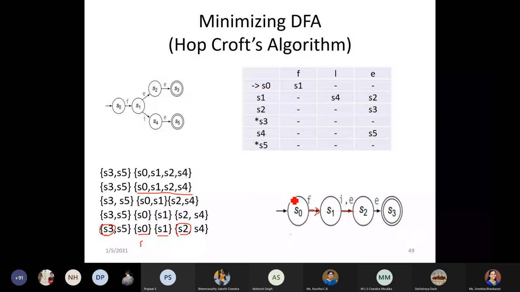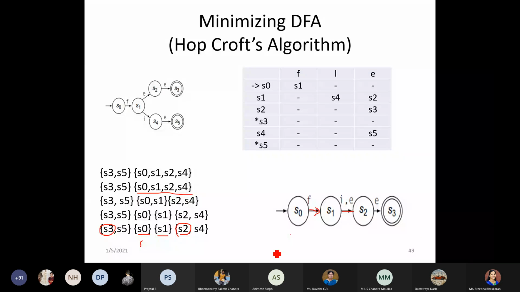And if you see which all are the final states, all those have to be mentioned as final states. So S3 and S5 are final states. So the final states will be represented as final state. And the initial state, we start from initial state S0. So S0 is considered to be the initial state.